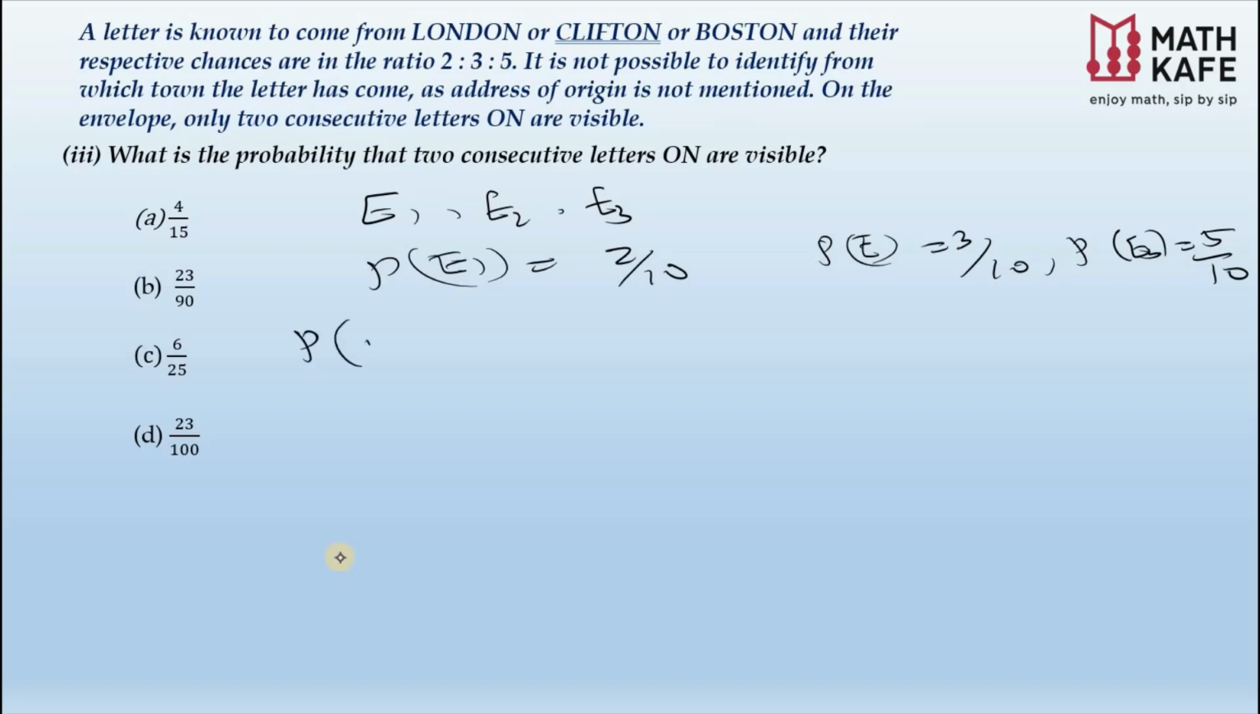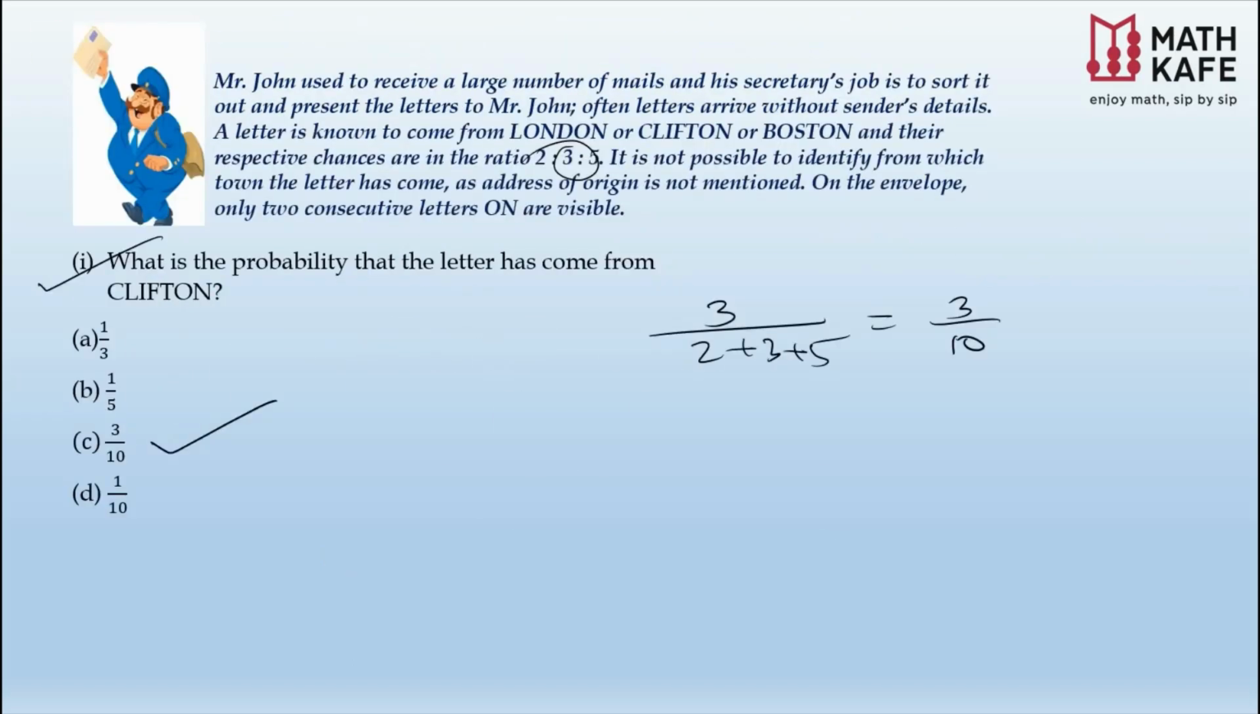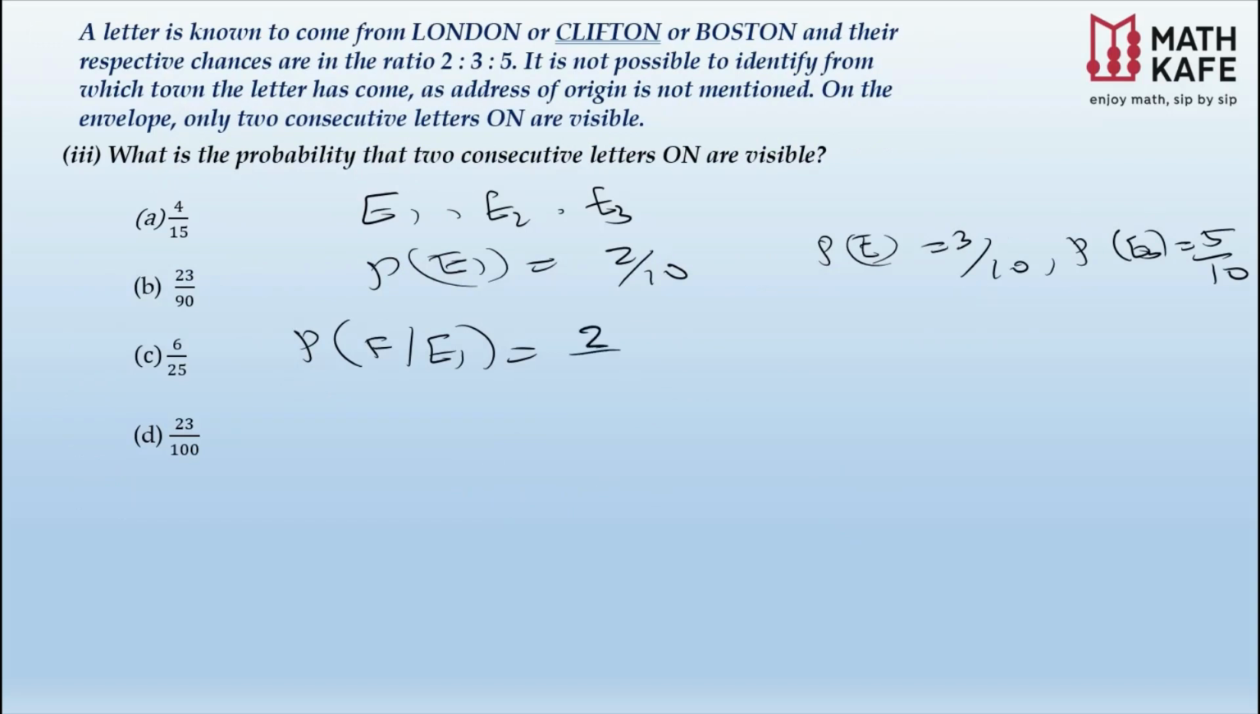Now we'll go for F given E1. F given E1 means the probability that ON is visible and the letter has come from London, and that we have already got in the previous case. Hope you remember that we got it as 2/5. So I can directly write this as 2/5. That is a good thing. If you write all the details, the previous answers will help you to get the current one, 2/5.